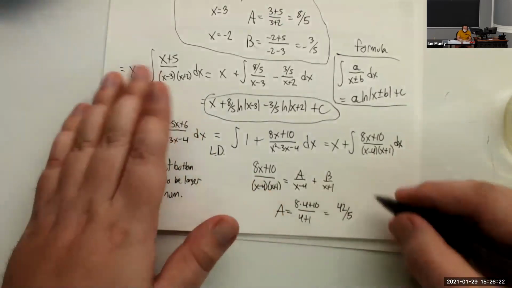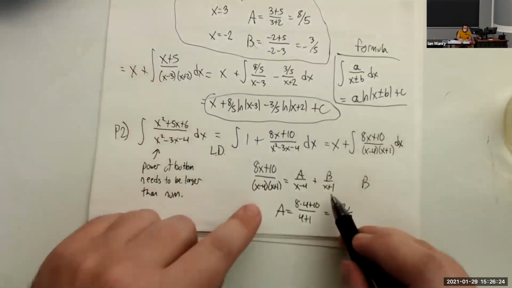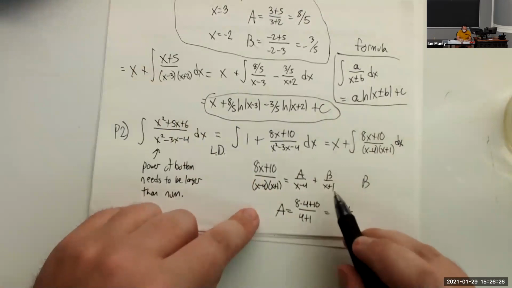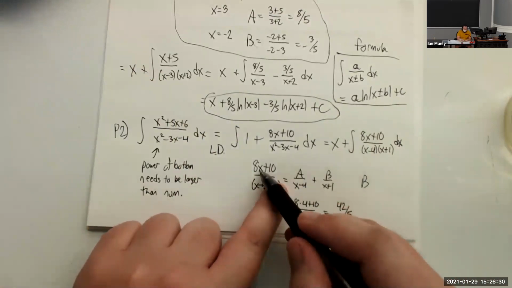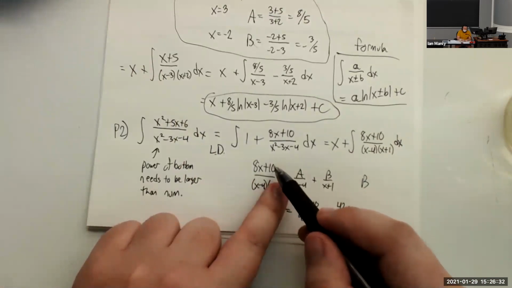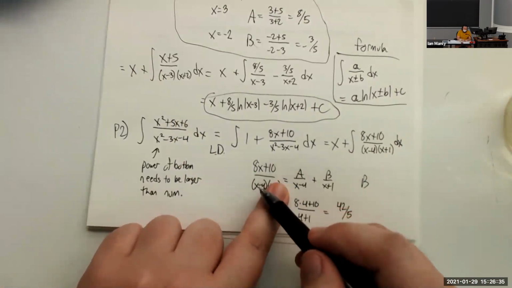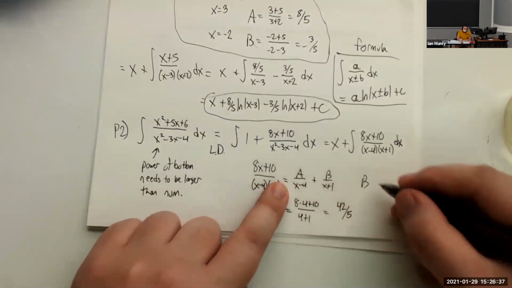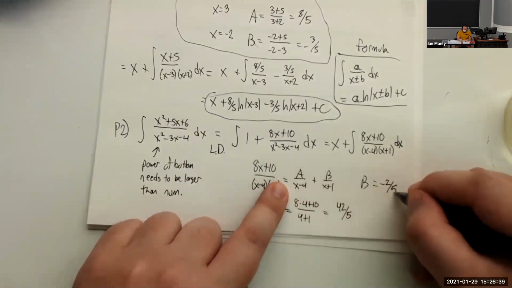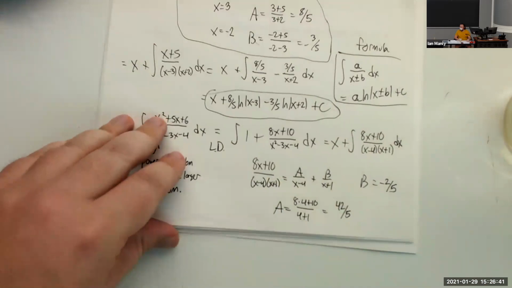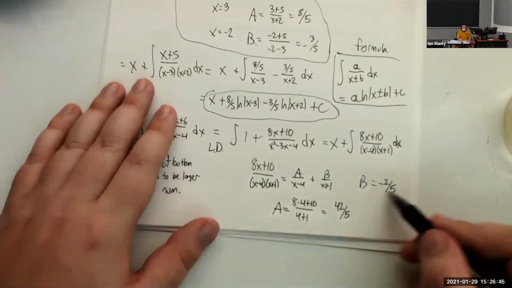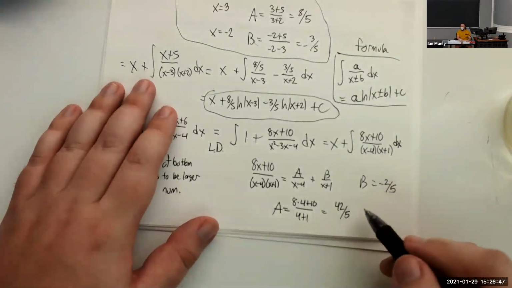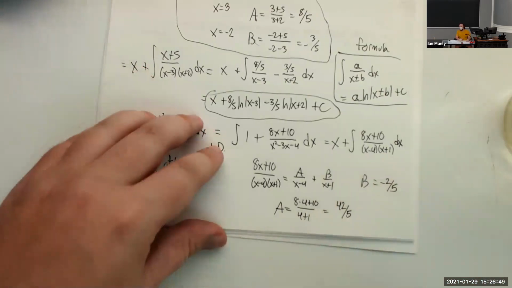All right, and then for b, I do the same thing, only this time I'm going to plug in -1. So I plug -1 into everything except for that. And so I get -8 plus 10 is 2. And then I divide by -5. So I end up getting -2/5 for b right there. Does it matter which order you do them? Absolutely not. As long as you get one of them to be -2/5 and the other to be 42/5, it doesn't matter which one you call a, which one you call b.